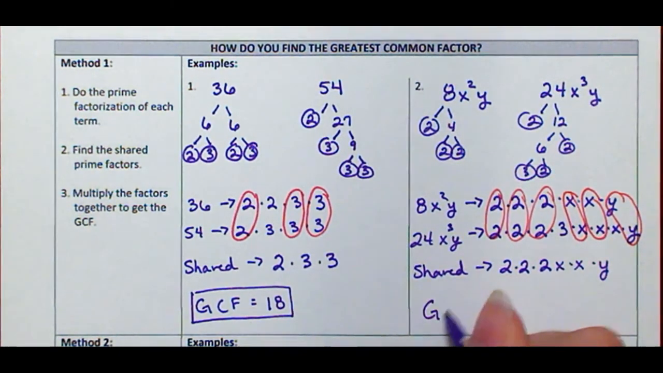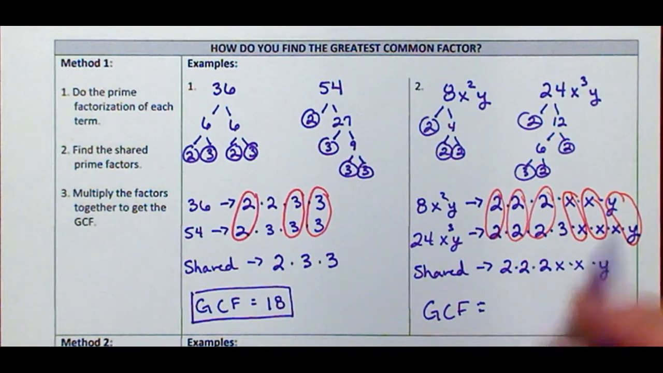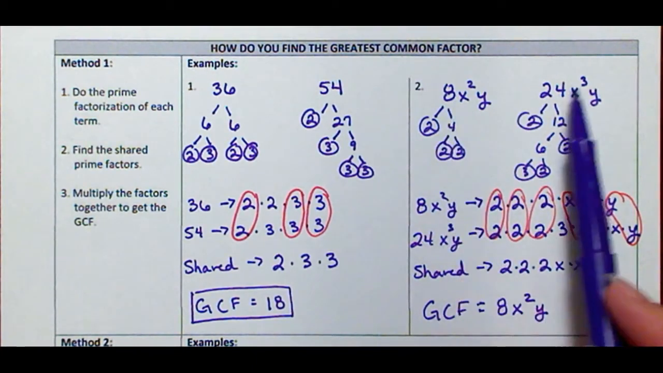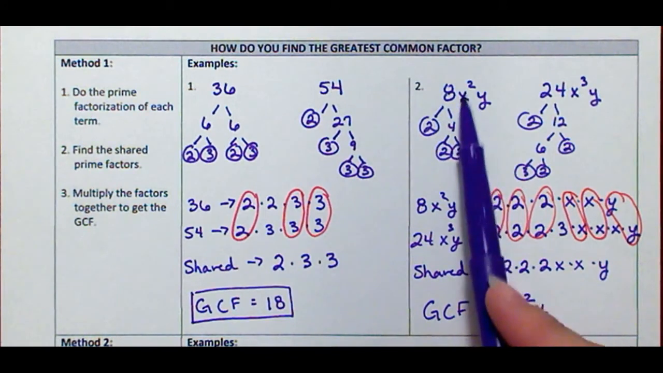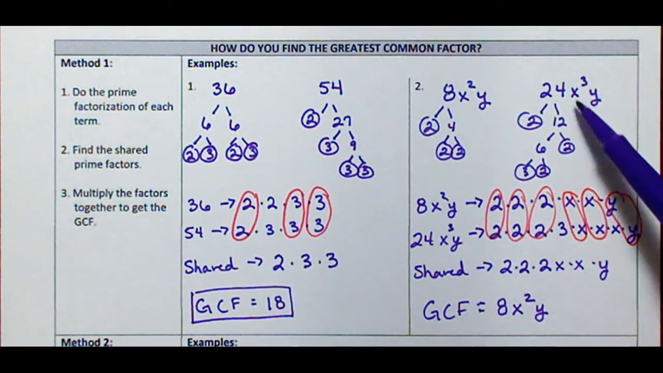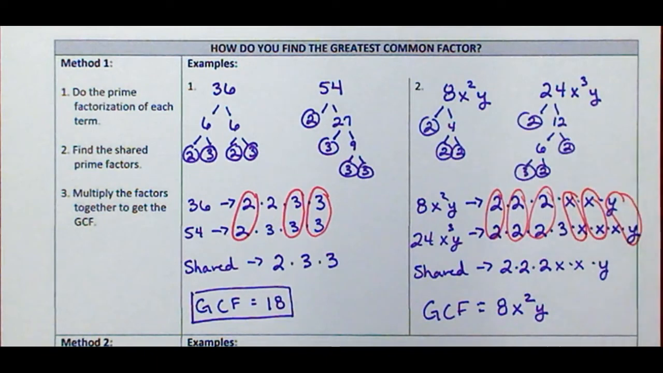So our greatest common factor, the number that would divide evenly into both of these, is 2 times 2 times 2, which is 8, x squared y. So 8 would go into 8 one time, and 8 goes into 24 three times. x squared into x squared goes in once, and x squared goes into x cubed x times. And notice they have a y in common. So that is our greatest common factor by prime factorization.